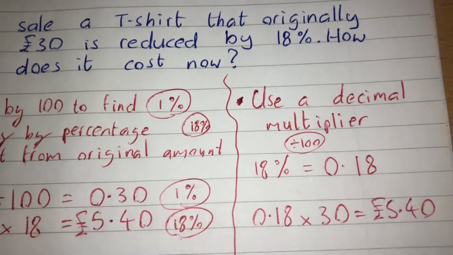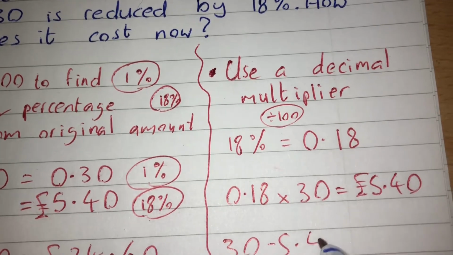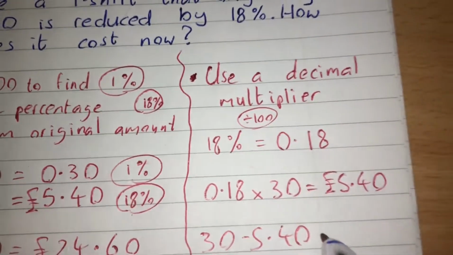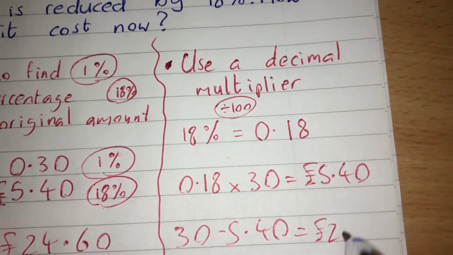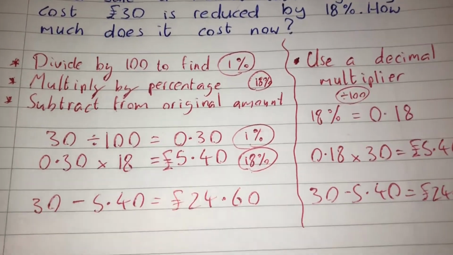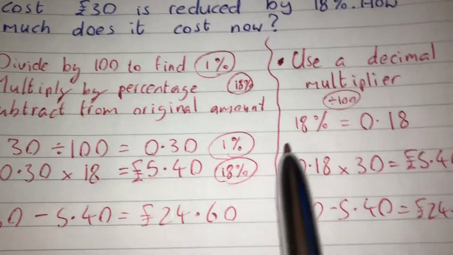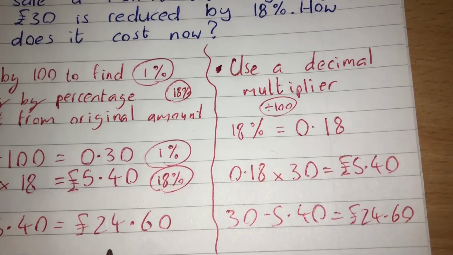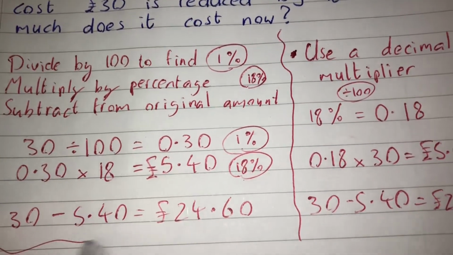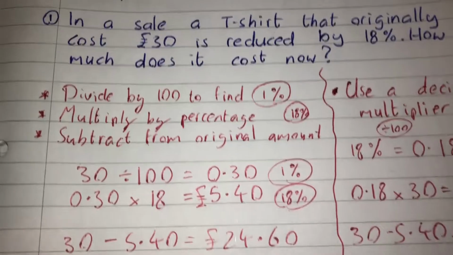Again, because that is 18%, we just subtract that away from the original amount, so the last step is the same, and again that will give us this exact same answer as the other method. So one method is just finding a percentage by dividing by 100 and multiplying by the percentage, and the other one is just using a decimal multiplier. Now, there's another wee method I'm just going to show you, and again, it's just depending what way you'd like to think about it.